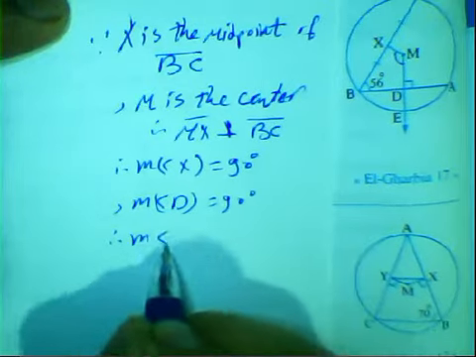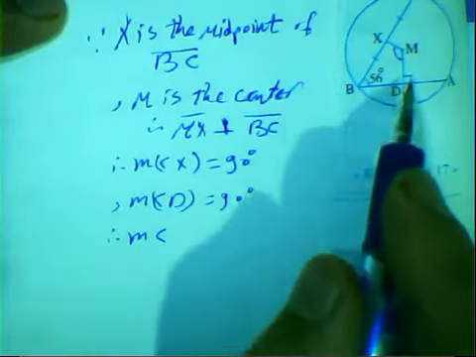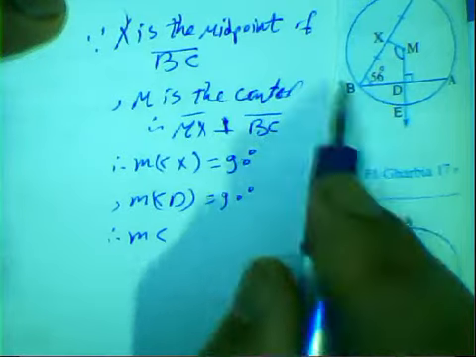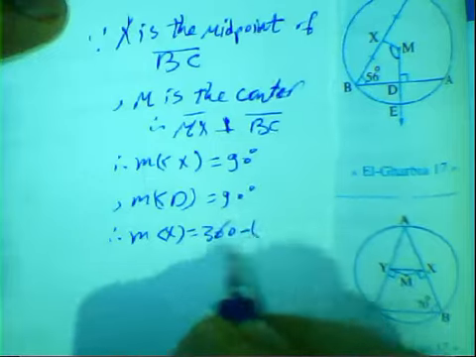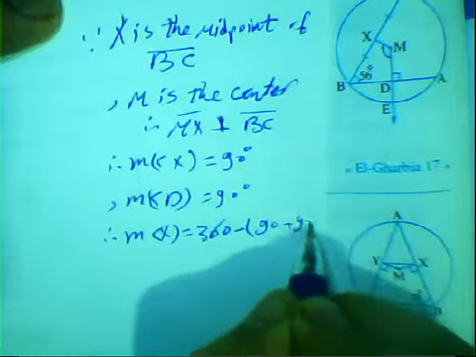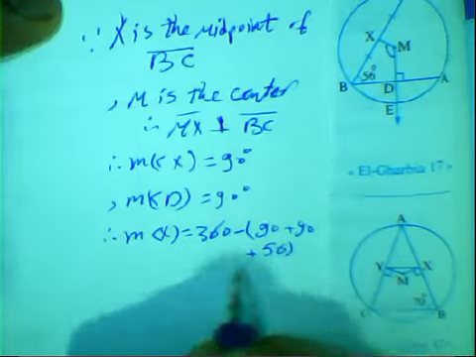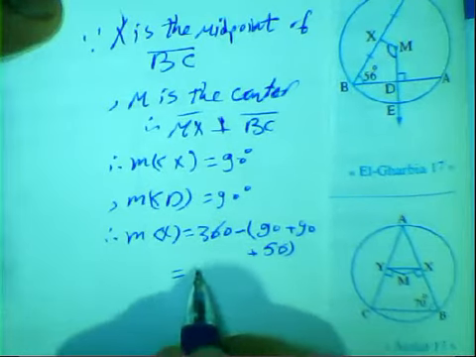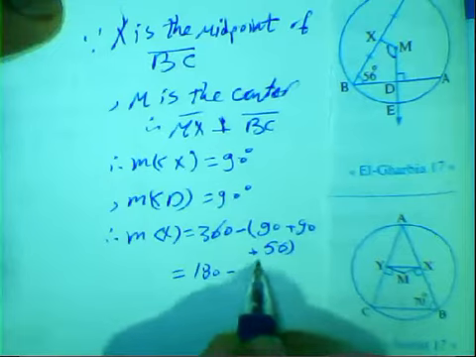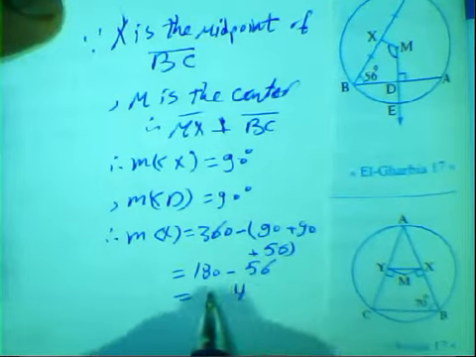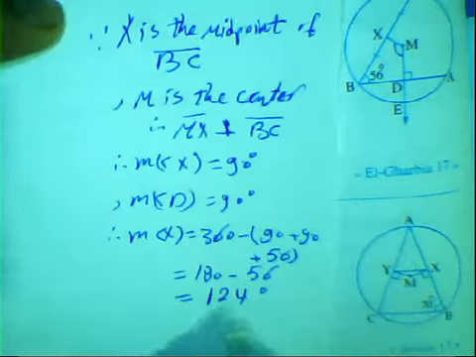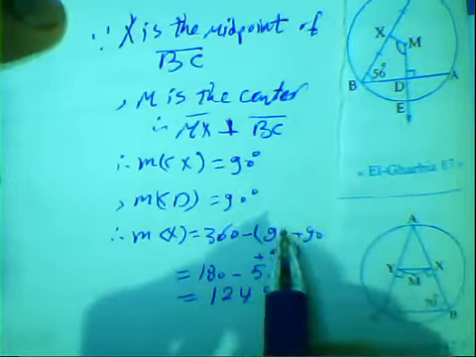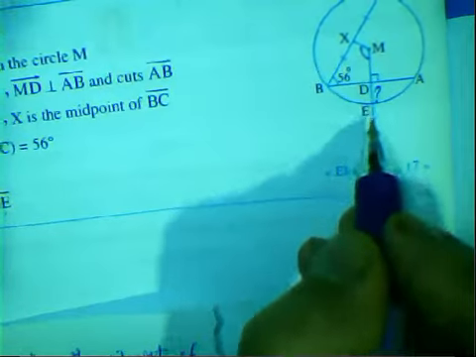Then the measure of angle B plus angle M plus D plus X equals 360. Then the measure of angle M, we can write it as 360 subtract (90 plus 90 plus 56), the result will be 180 subtract 56, which equals 124. It's the measure of angle M. And he wants to find the length of DE. He wants to find this length.